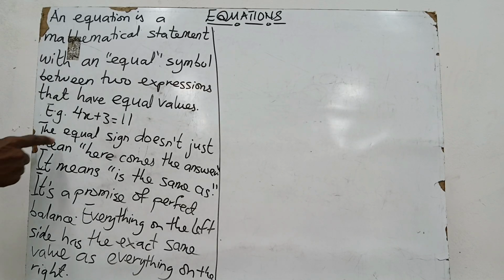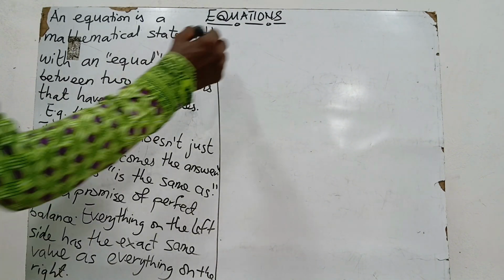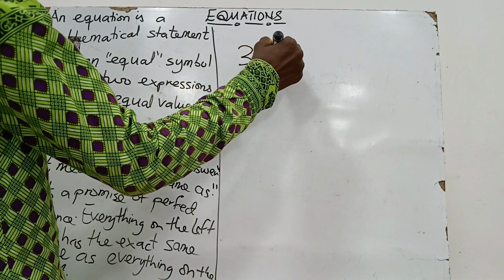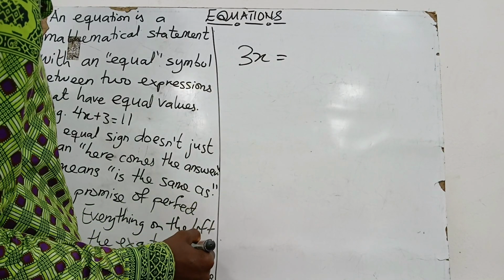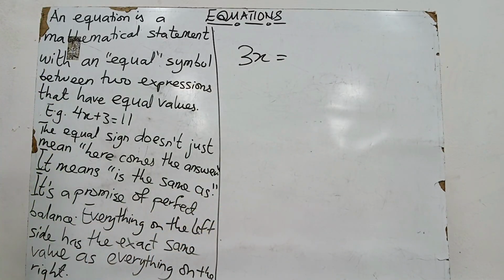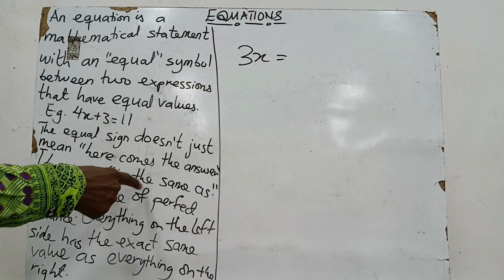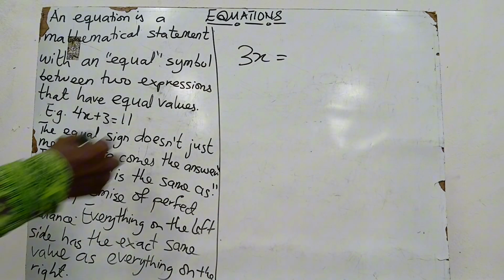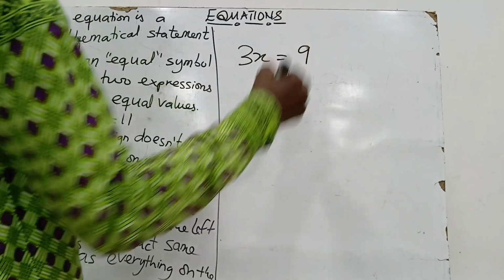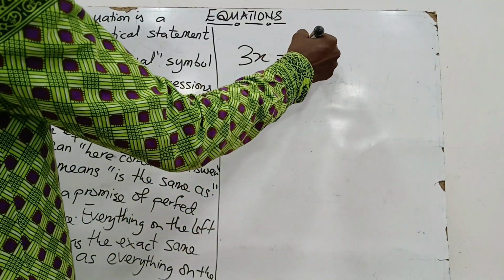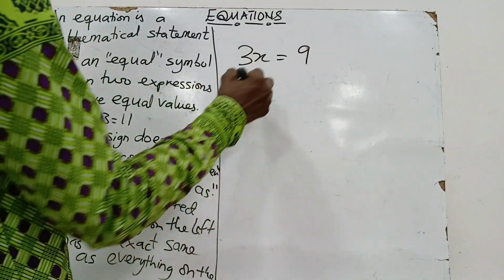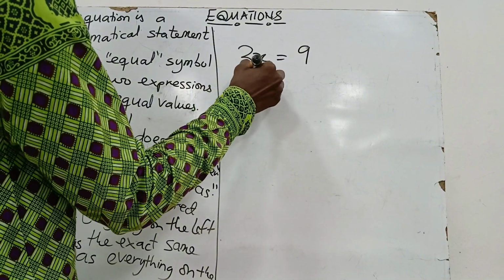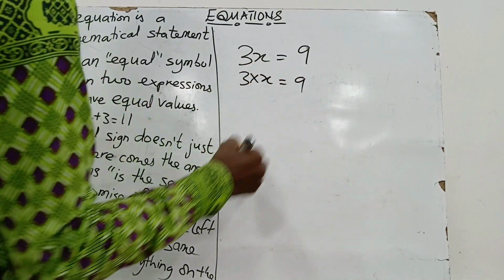Now, the equal sign doesn't just mean here comes the answer. Most often, when you are writing and you see 3x is equal to, you ask what is the answer? No, it's not just here comes the answer. It means it's the same as. Are you getting it? So if we write here 9, then it means that 3x is the same as what? 3 times x is equal to 9, right?